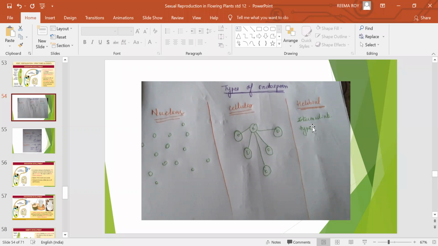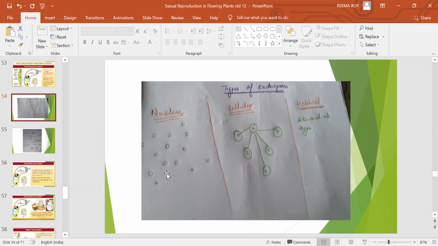So in nuclear endosperm, the primary endosperm nucleus divides by mitotic division. ठीक है? Mitotic free nuclear divisions without the formation of walls. इसके examples क्या क्या हैं? Coconut water है. Coconut, cotton, and in cellular endosperm, the first nuclear division of the primary endosperm nucleus is immediately followed by a wall formation. Example, petunia flower, datura. Okay.